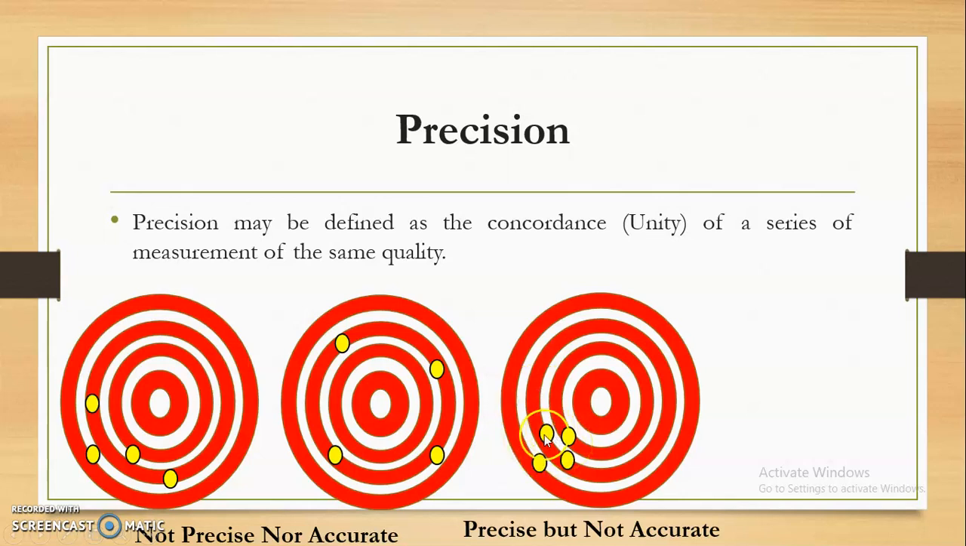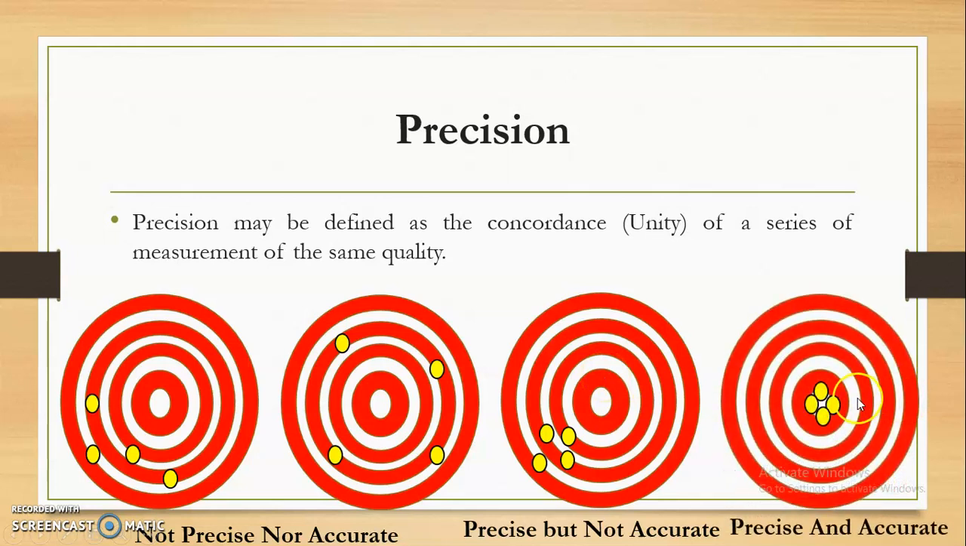And when such observations are obtained, then that particular method is known as precise. But this is not accurate. Though they are closer, we have not achieved our target because they are not striking at the central position. But if you see this method in which the four different strikes are at the center or on the target, as well as closer towards each other, in that case this method is known as precise and accurate.